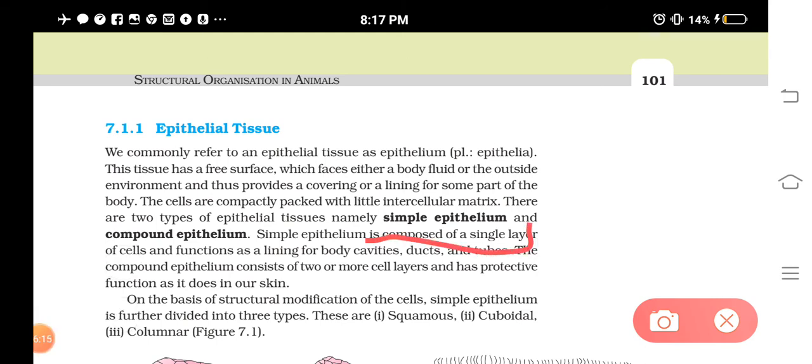They have only one layer of cells, a single layer of cells. Compound epithelium means they are made up of two or more cell layers. Okay, and their main function is what? They are protective in function. They help in the protection of the body, as it is doing in our skin.